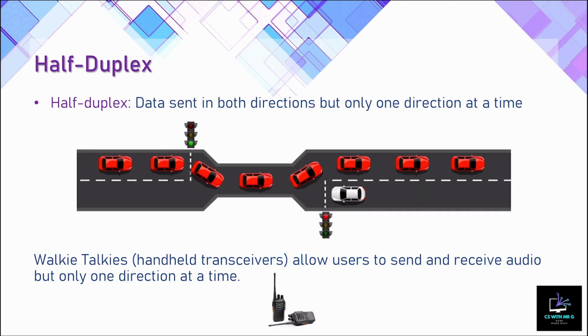Half-duplex, data is being sent both directions, but it can only go one at a time. So in this case, we've got a two-way road, but cars have to take turns going one way and then the other. And a real-world example here is a walkie-talkie. If you hold the button down on a walkie-talkie to talk, the other person has to be listening, and vice versa. So both directions, but only one at a time.